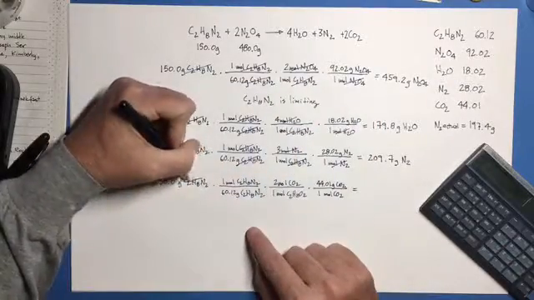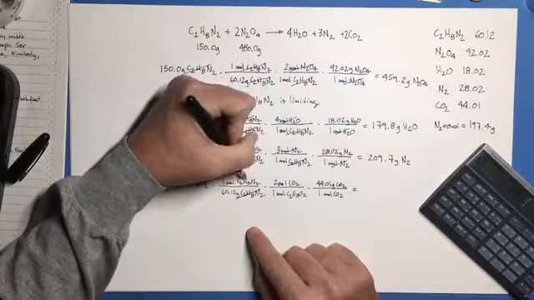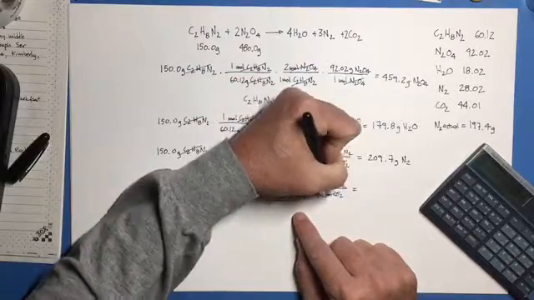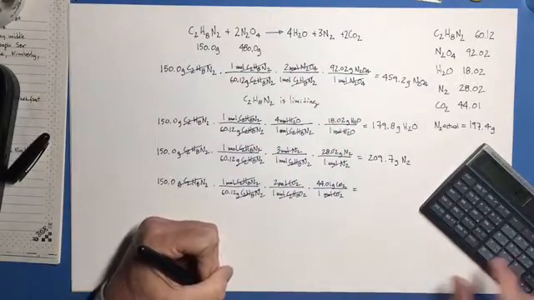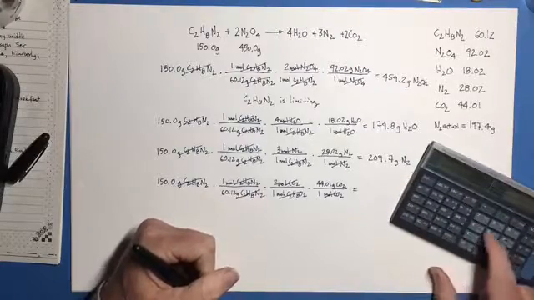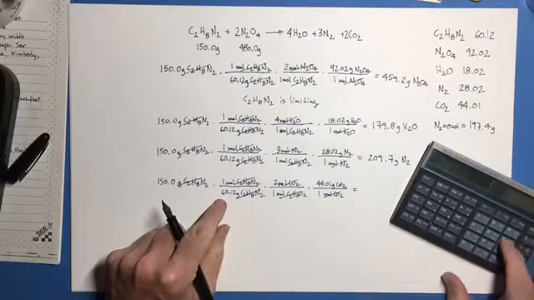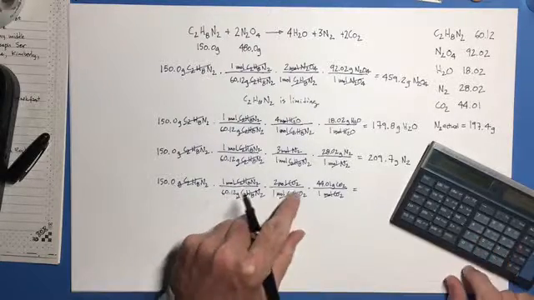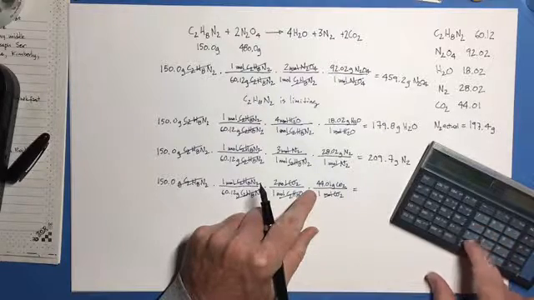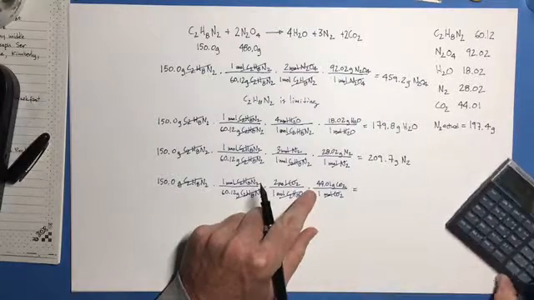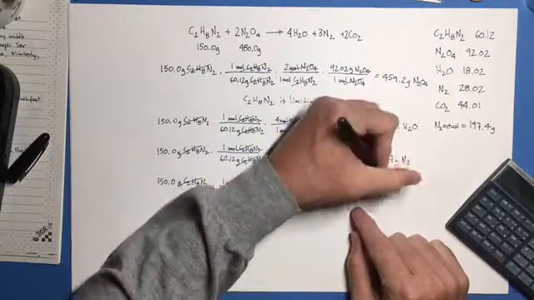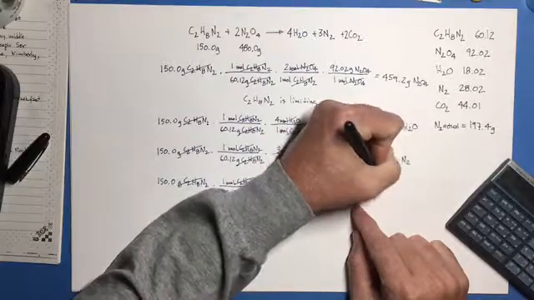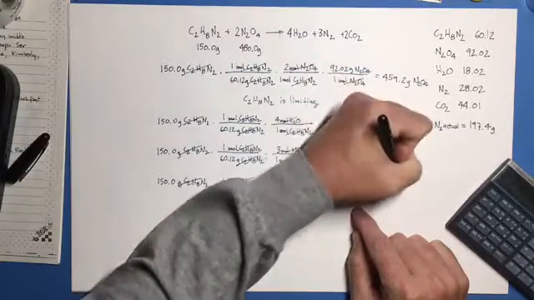Check my units. Grams of C2H8N2 cancel with grams of C2H8N2. Moles of C2H8N2 cancel with moles of C2H8N2. And moles of CO2 cancel with moles of CO2. I'm only left with grams of CO2, which is what I want. So let's do this. 150 divided by 60.12 times 2 times 44.01 equals 219.61. So I, of course, will round that to 4 significant figures, 219.6 grams of CO2.